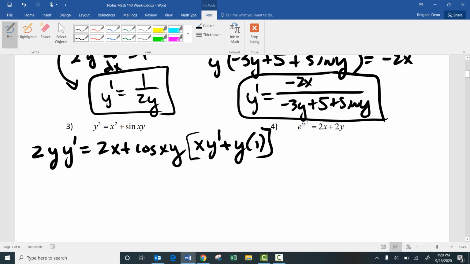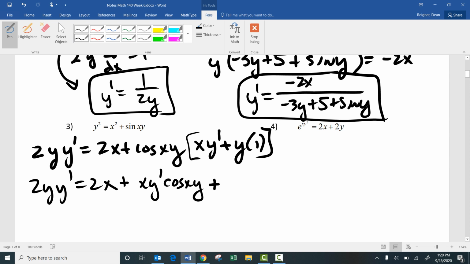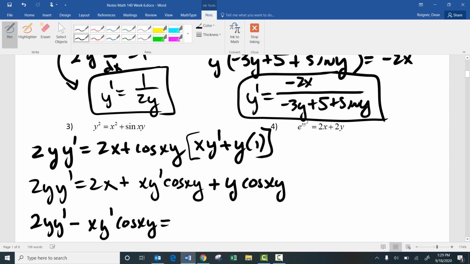All right, so now what I would do is multiply everything through and then get all the y primes on one side. So that's a y prime, 2x. These multiplied together are x y prime cosine xy, plus y times that is y cosine xy. Remember, you can't change the angle. xy is always the angle. You can't multiply anything by that. All right, 2y y prime, we're going to subtract x y prime cosine xy. Everything else stays on the other side because it doesn't have a y prime.